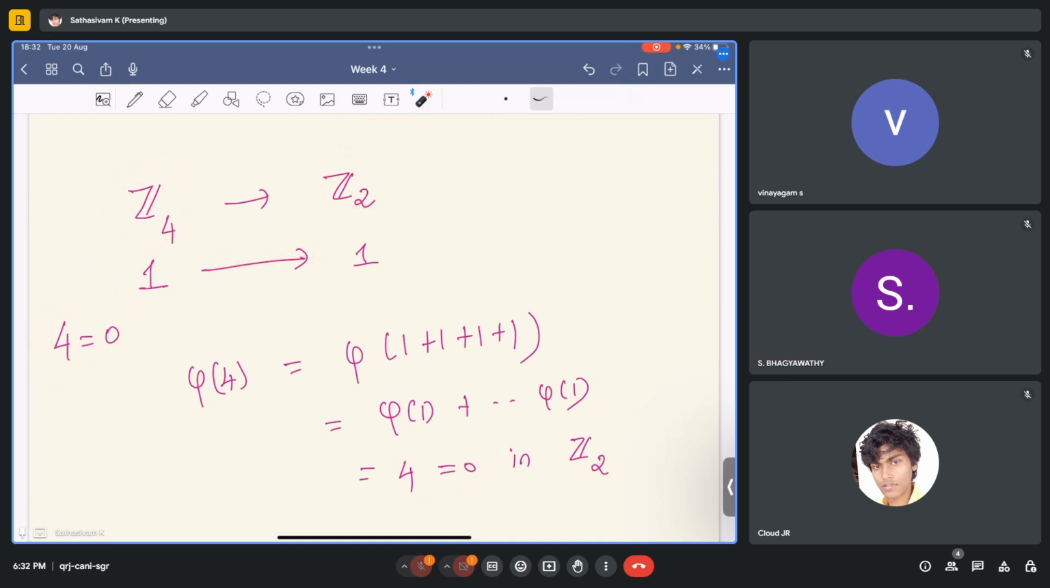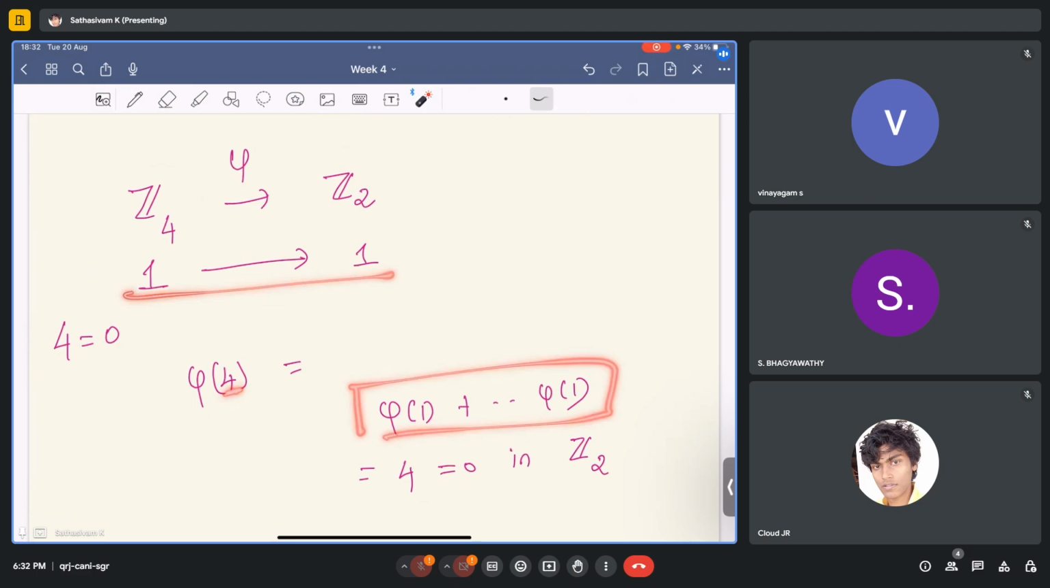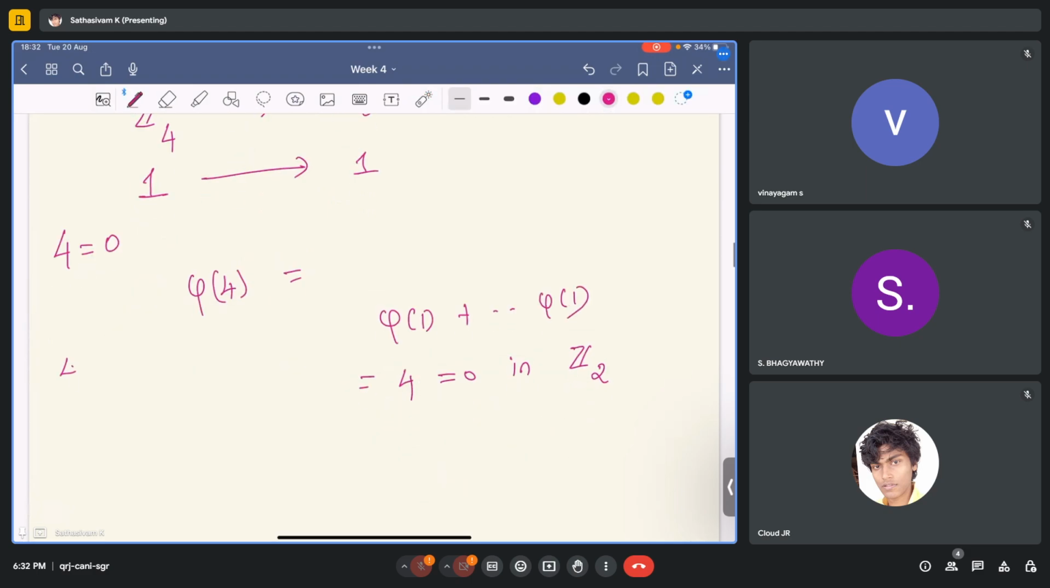Okay. So whatever I am writing here, you can leave it here. Once you define this phi map on the generator, how do you define it on any other element? Any other element here can be written as 1 plus 1 plus 1 plus 1, right? So if you want to define it on 4, you take phi of each term separately. This is how it is defined.